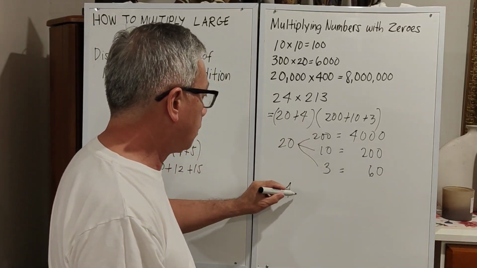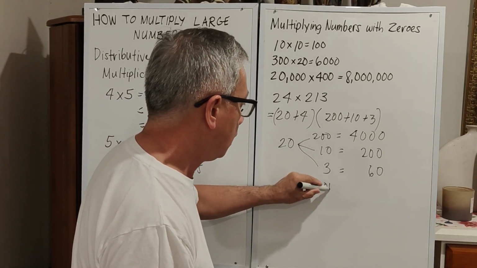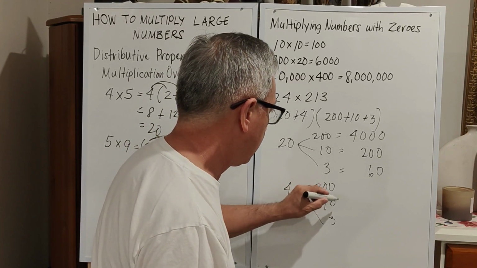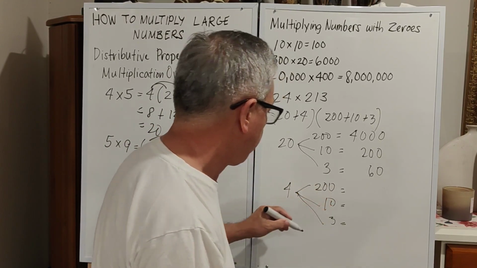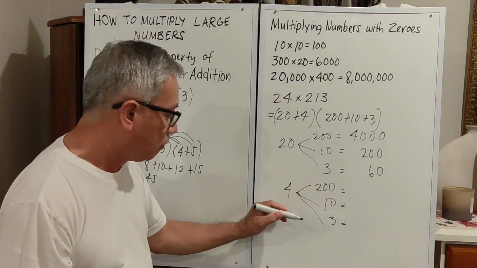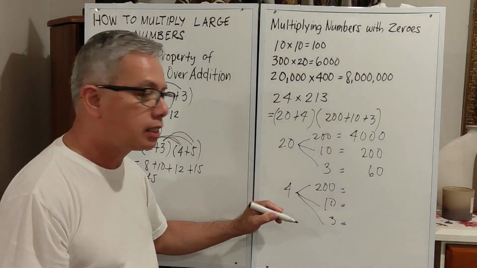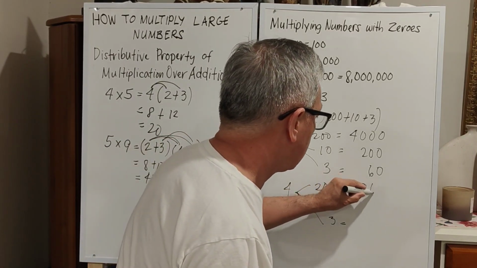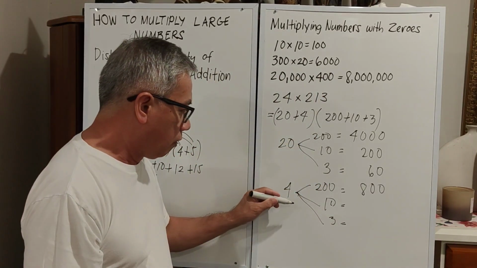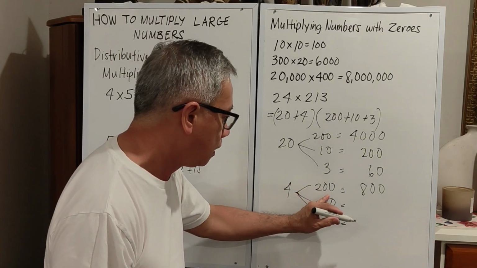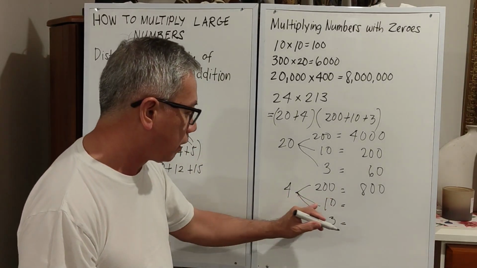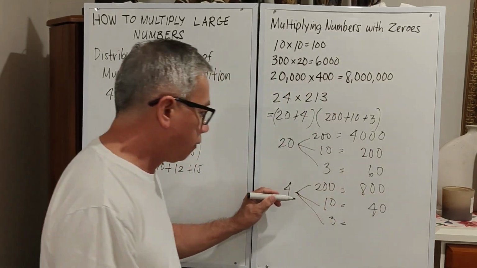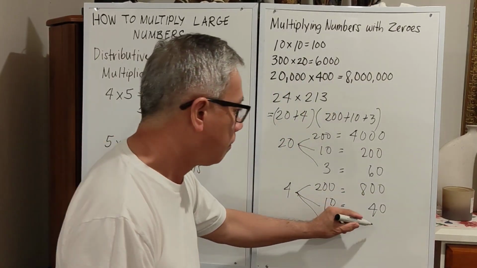So 4 times 200, 4 times 10, and 4 times 3. So 4 times 200, we multiply the first digits, 4 times 2 is 8, and then 2 zeros. 4 times 10 is 4 times 1, 4, and then 1 zero, 40. And then 4 times 3 is 12.